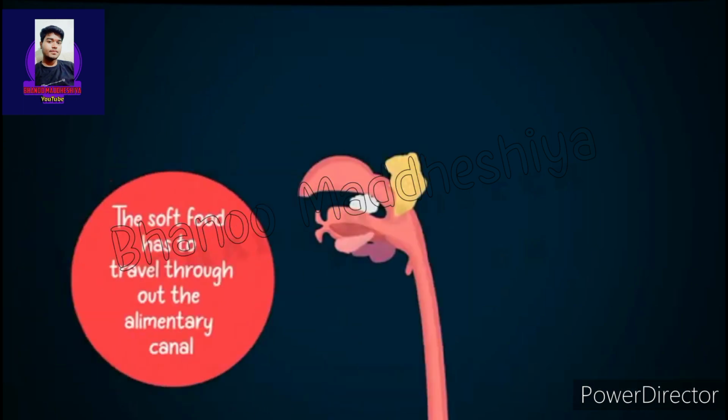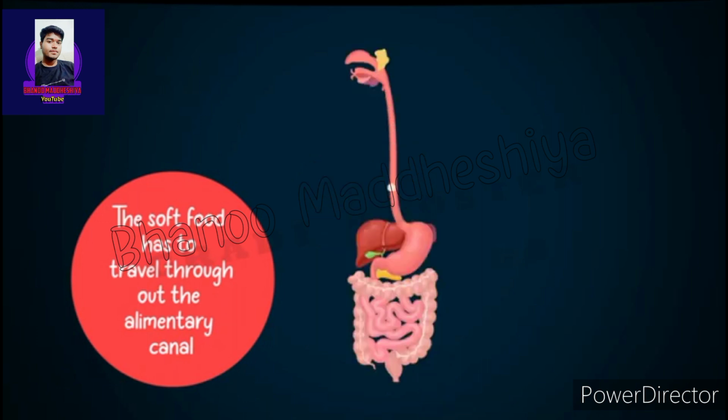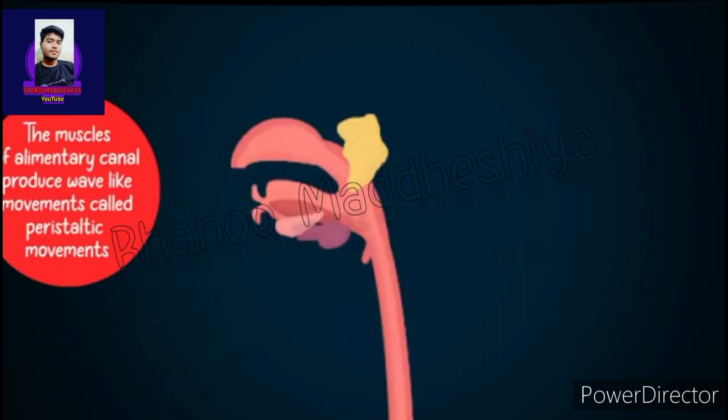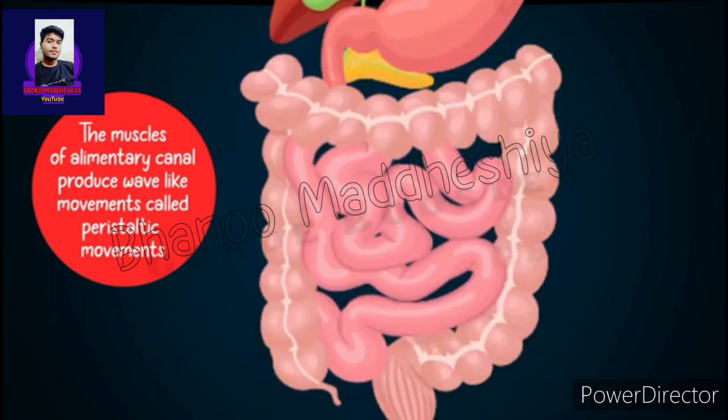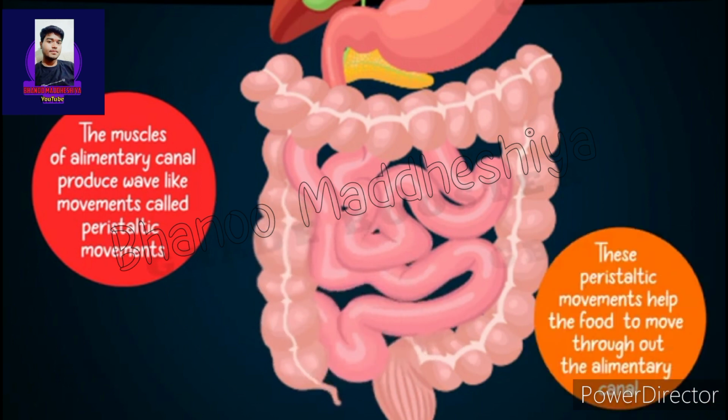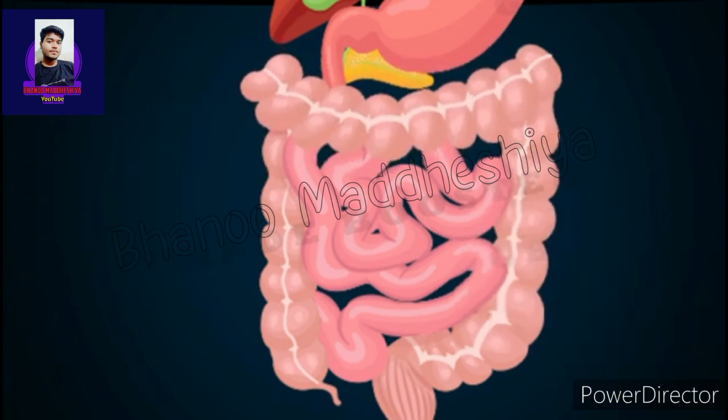Now, this bolus, that is the soft food, has to travel throughout the alimentary canal. But what makes the food to move throughout the alimentary canal? The muscles of the alimentary canal produce rhythmic contractions and relaxations. These contractions and relaxations create a wave-like movement called peristaltic movements. These peristaltic movements help the food to move throughout the alimentary canal.